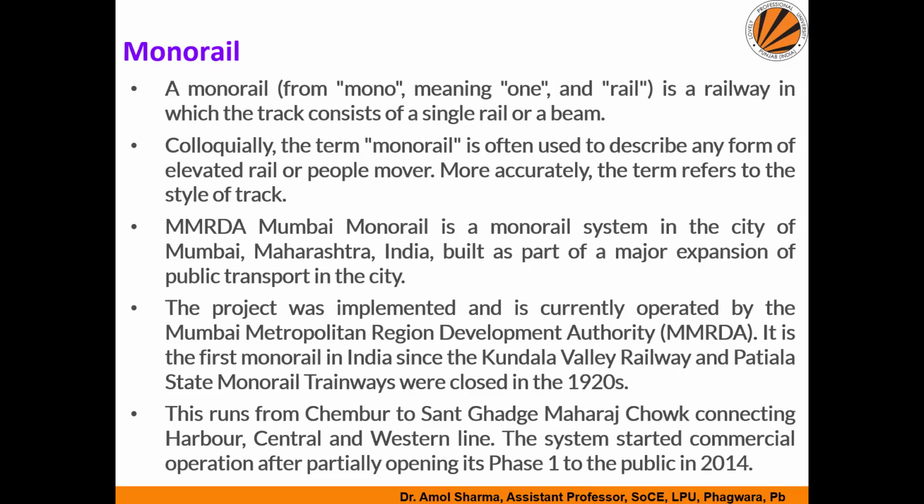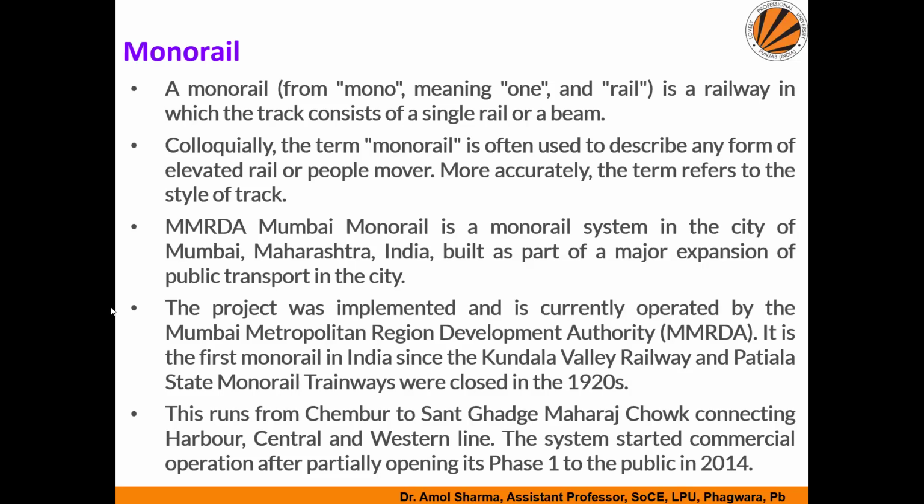Example, tighter areas of Mumbai city, inside which it was not possible to construct a full-fledged metro system. In those areas, the monorail system is found to be successful because it requires less space to construct as compared to a metro link. So, the Mumbai monorail project was implemented as a plan of major public transportation in this area. It runs from Chembur to Sant Gadge Maharaj Chowk, and currently phase 1 is open to the public since 2014.